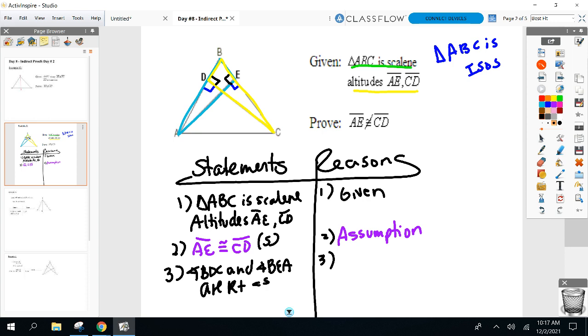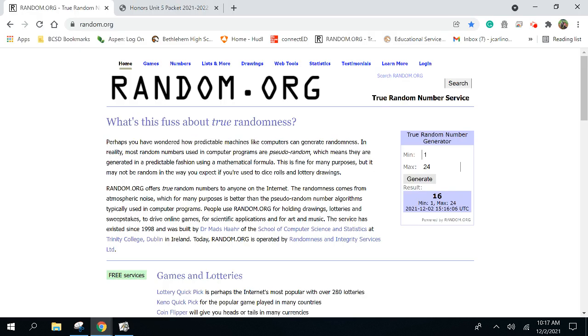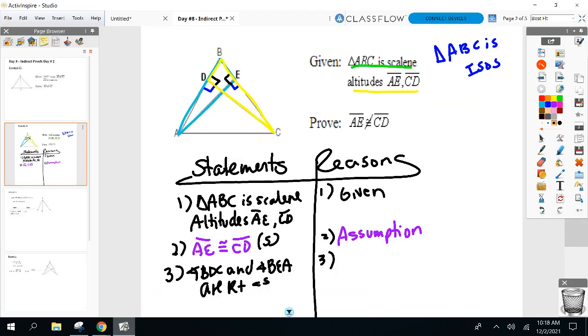How do we know they were right angles, by the way? Because this is not our traditional "perpendicular lines form right angles," right? That's not what I can write here. There's another reason why I knew they were right angles. Why are they right angles? Altitudes form right angles, or the definition of an altitude would be fine with me.